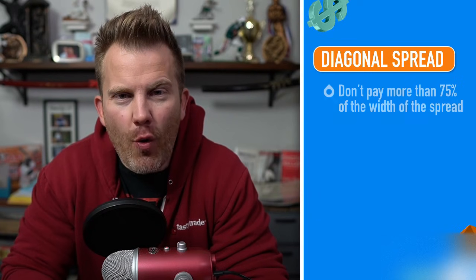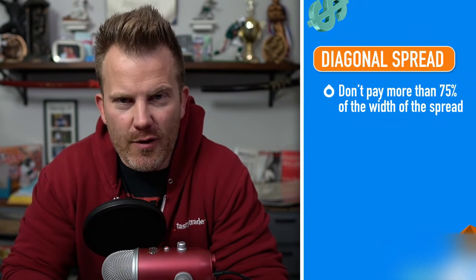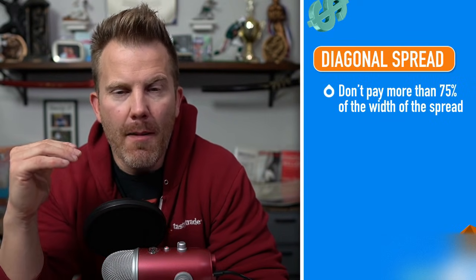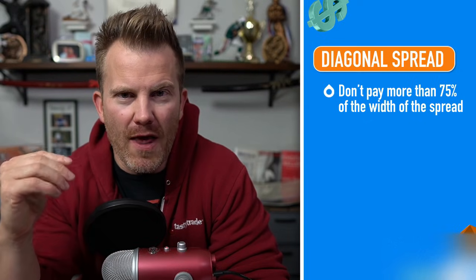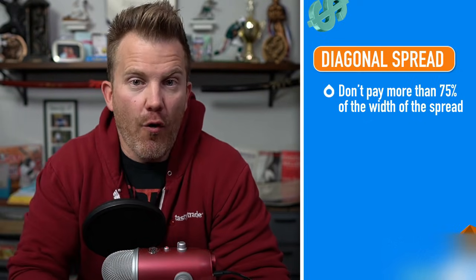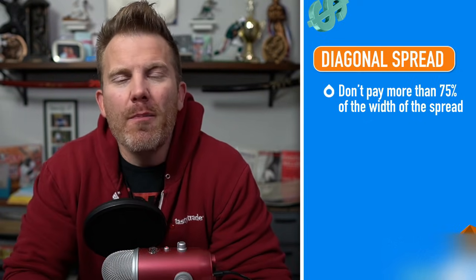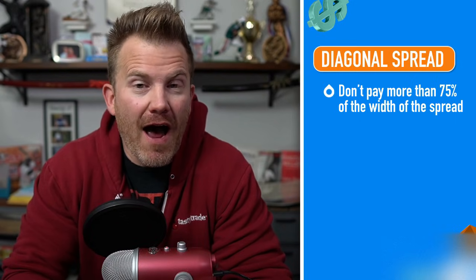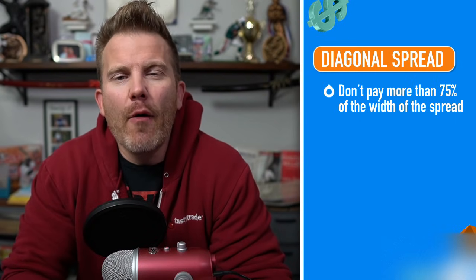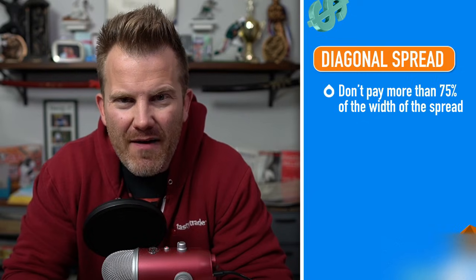Either way, guys, call diagonals, put diagonals, upside, downside, bullish, bearish, I don't even care about any of that. Here is the most important part of the whole puzzle. You don't want to overpay for your diagonal spread. You don't want to pay more than 75% of the width of the spread. So on our $4 wide diagonal in Apple, that would be about $3. On our $5 wide diagonal in SPY, that would be about $3.75.